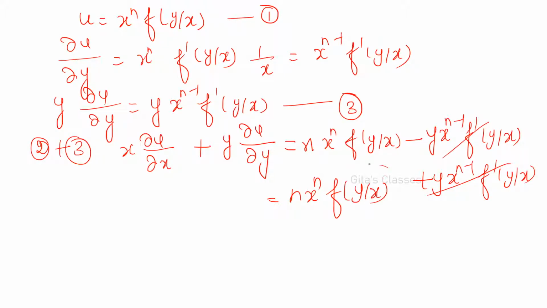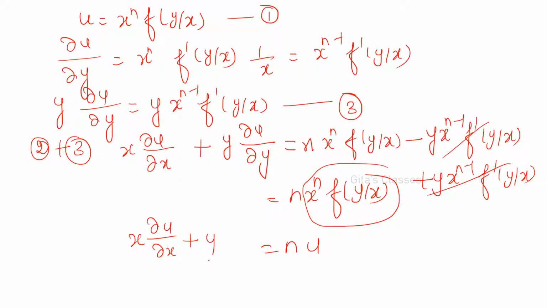What is this n into x power n into f of y by x? It is nothing but u, right? Therefore, we started with x into dou u by dou x in the left hand side, and we have proved that it is equal to n into u if u is a homogeneous function of order n. Therefore, the theorem is proved.